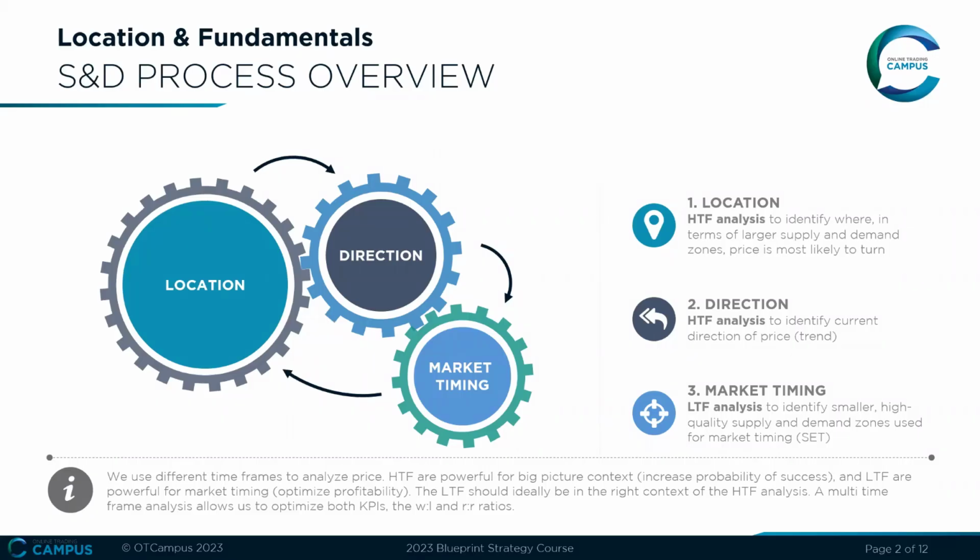So higher time frames are powerful for analyzing big picture context, and lower time frames are really powerful to analyze market timing. So one we do to increase accuracy and one we do to increase profitability. And in the ideal world, when we do supply and demand, the lower time frame should be in the right context of the higher time frame analysis. Now, let me repeat this one sentence. The lower time frame should ideally be in the right context of the higher time frame analysis.